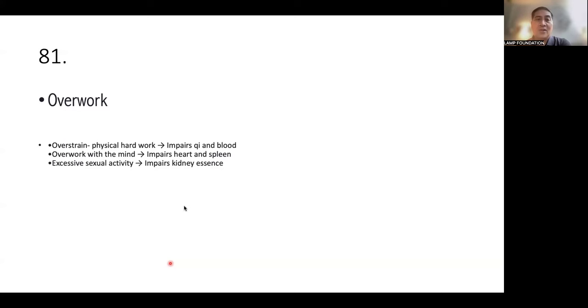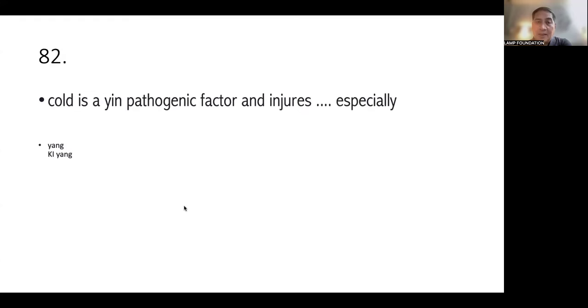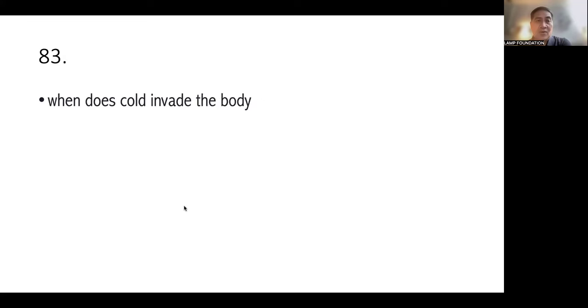Okay. Cold is a yin pathogenic factor and injures yang, especially yang. Yang. Especially what? Yang chi. Kidney yang. Kidney yang. Kaya nanlalamig sila, di ba? Malamig yung paa, malamig yung, actually yung legs eh, malamig. When does cold invade the body? Any time of the year. Very good. Especially in winter. Interior full cold derives from external cold.